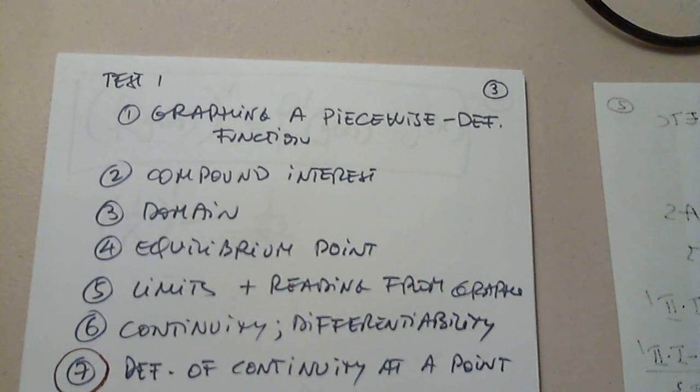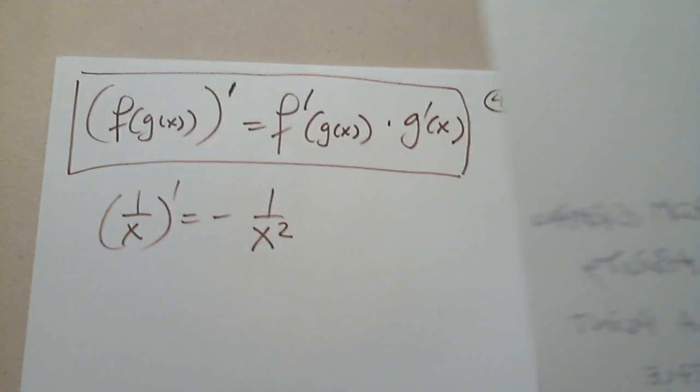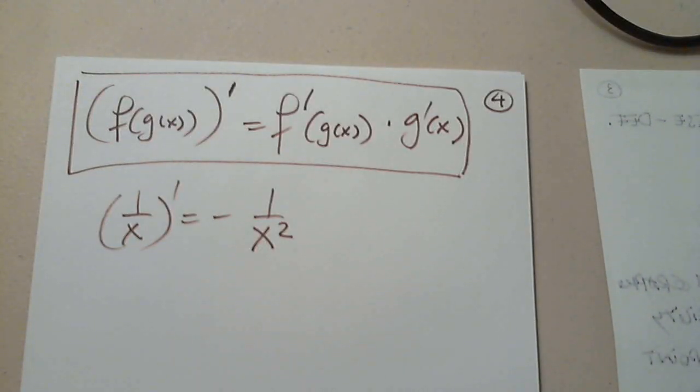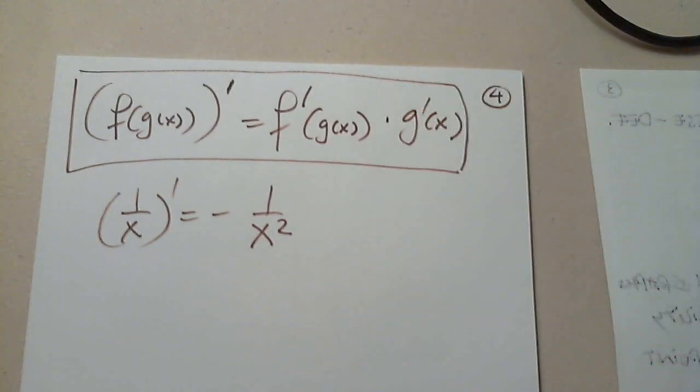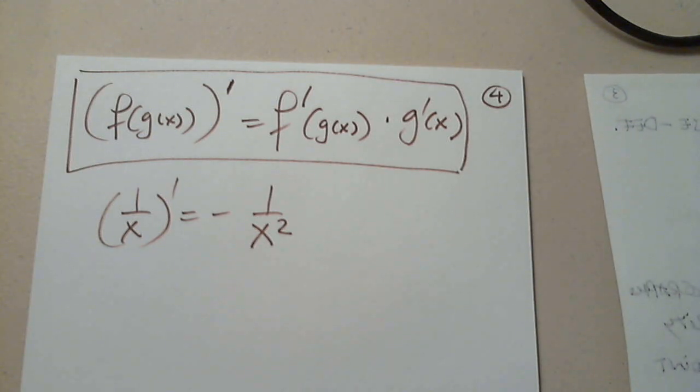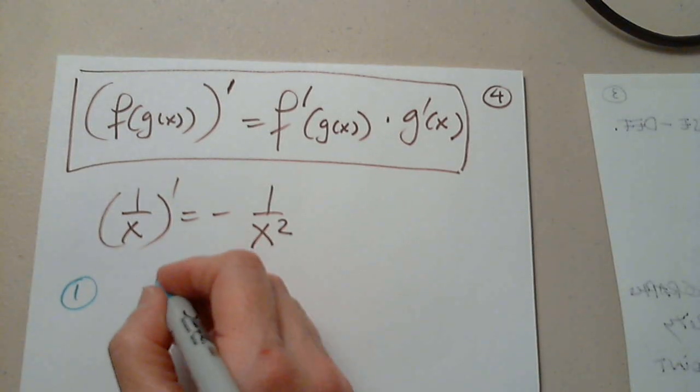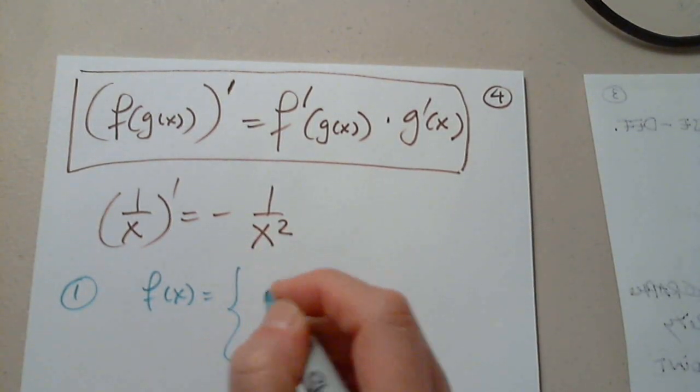Say it again. Can we start with 1? Yes. So let's start with 1. 2, 3, 4, 5, and 6 are pretty easy. Okay, so let's start with 1 and then we'll come back to the page. Okay, so we can make one up. I'm looking in the book. What page am I on? Or we can just make one up. Let's make one up. So here's a piecewise defined function.